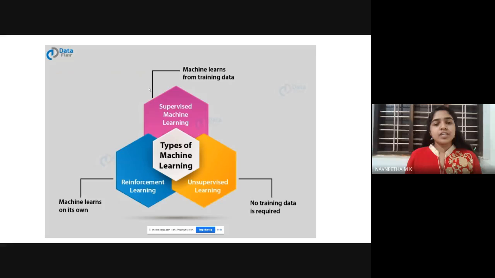This is much clearer by looking at this figure. These are the types of machine learning. In supervised machine learning, training data is required. It works based on this training data. In unsupervised learning, no training data is required. In reinforcement learning, the machine learns on its own. No training data is required. We will discuss these types of machine learning in detail.